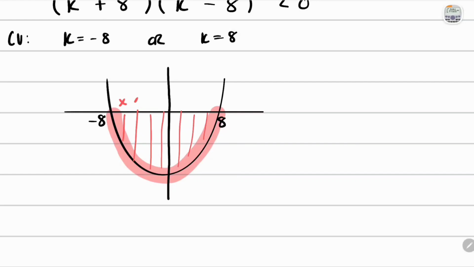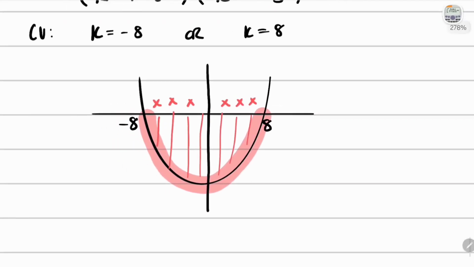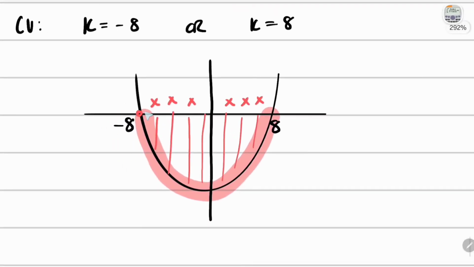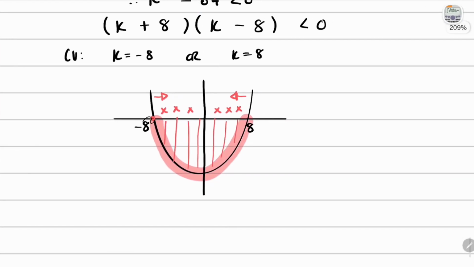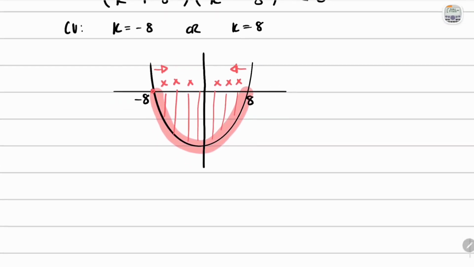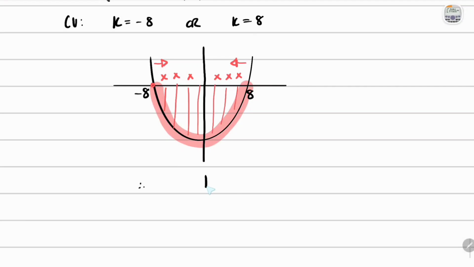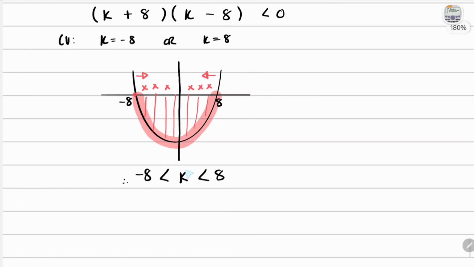There are all these values in between here, and you have to be able to describe them relative to their critical values. So with negative 8, you see that it's values that are greater than negative 8. And with 8, it's values that are less than 8. So you can see this ranges from negative 8 to 8. This is where k is greater than negative 8, but less than 8. And that will be our answer.